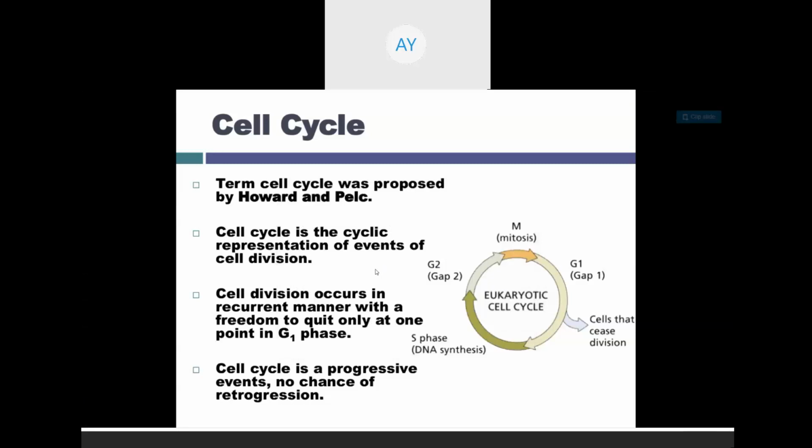Today I am going to discuss the cell cycle. The cell cycle was proposed by scientists Howard and Pelc. The cell cycle is a cyclic representation of the events of cell division.